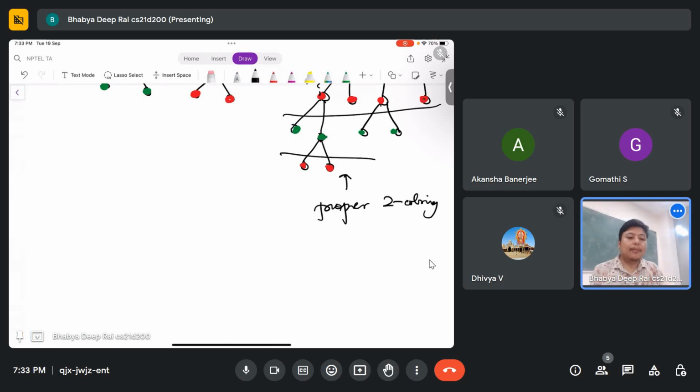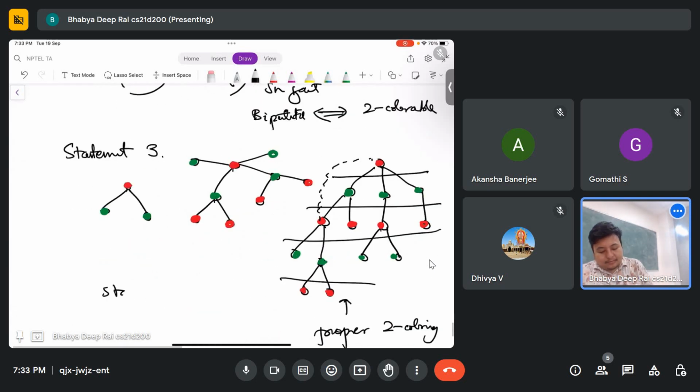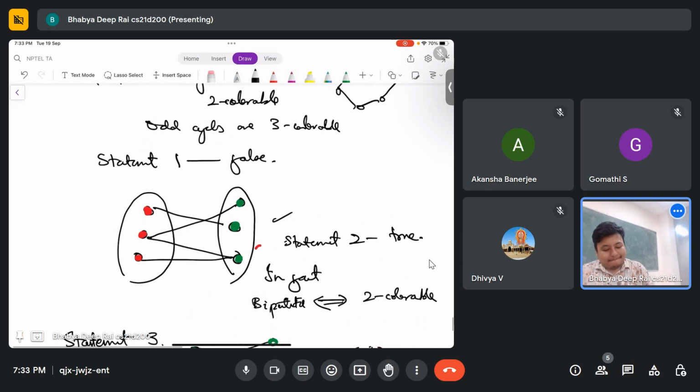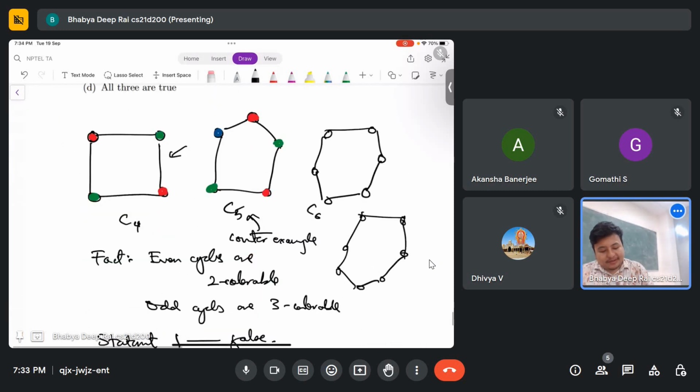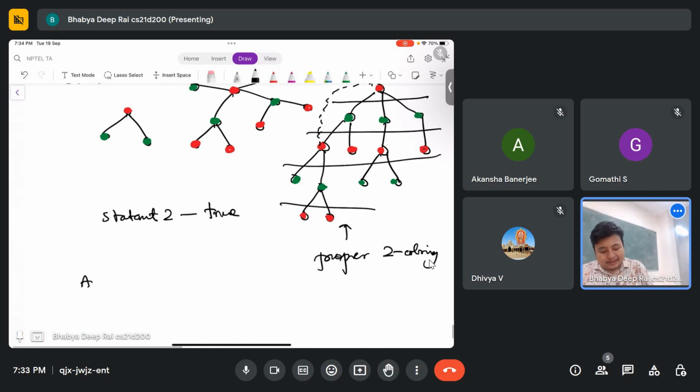Of the vertex. Okay, so statement 2 is true, and statement 1 is false. So the answer is B. 2 and 3 are true.